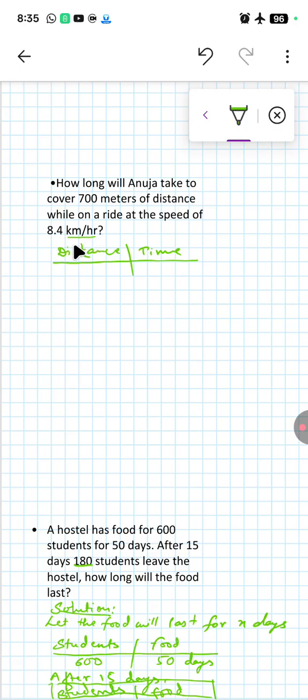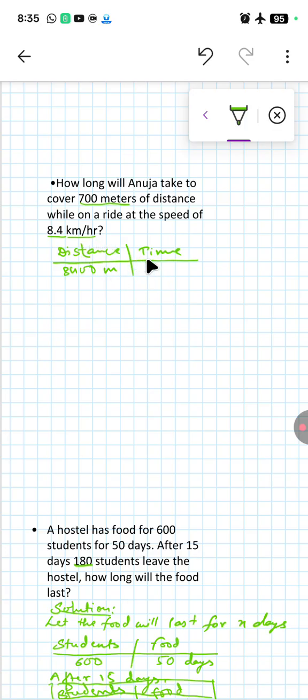So let us find out from here. Let us find it in meters, because we have been asked in meters: for covering 700 distance, how much time will it take? So let me convert this distance, kilometer, into meter. 8.4 multiplied by 1000 will give us 8,400 meters. So the speed is 8,400 meters in 1 hour.